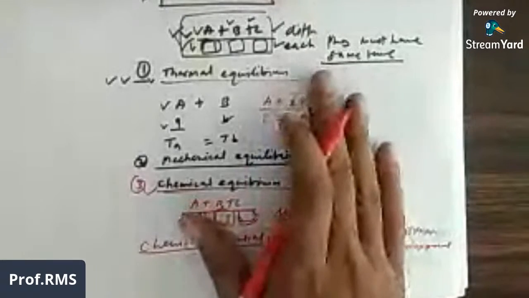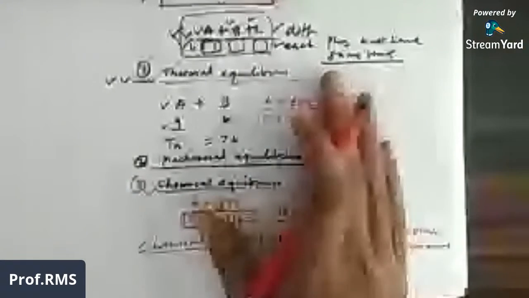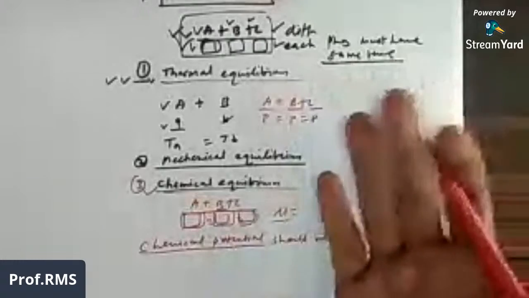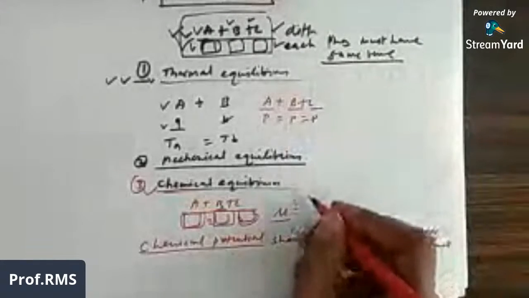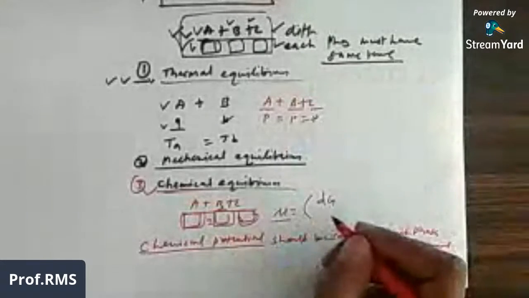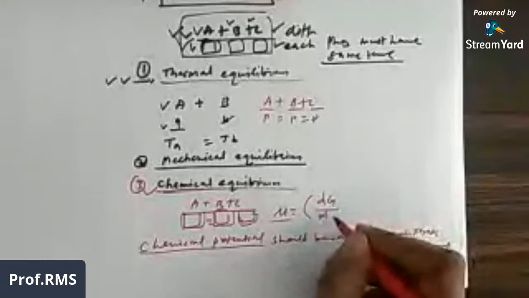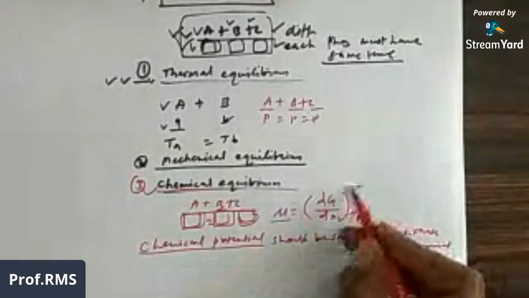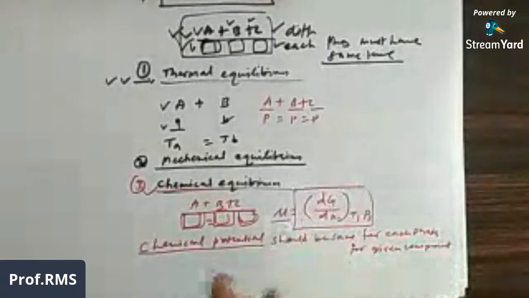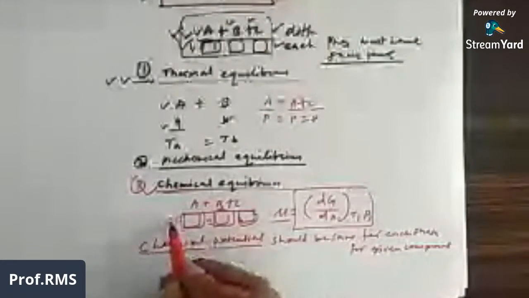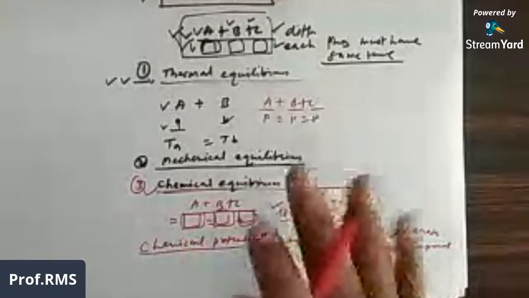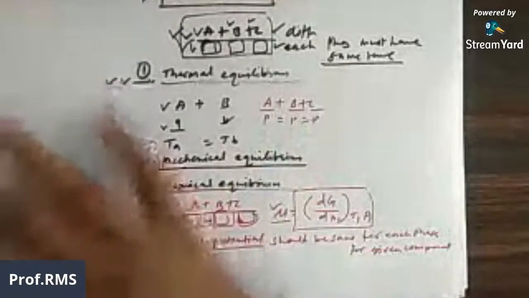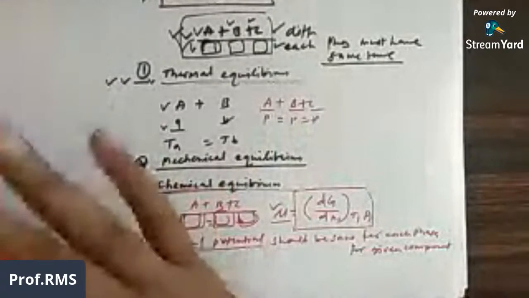It is the change in free energy with change in number of moles of any component at constant temperature and pressure. So you can write here mu is equal to the change in free energy with change in number of moles at constant temperature and pressure. So this should be equal for each phase. That is chemical equilibrium. For each phase, the chemical potential should be the same. So these are the three important conditions for any equilibrium for a multi-component system.